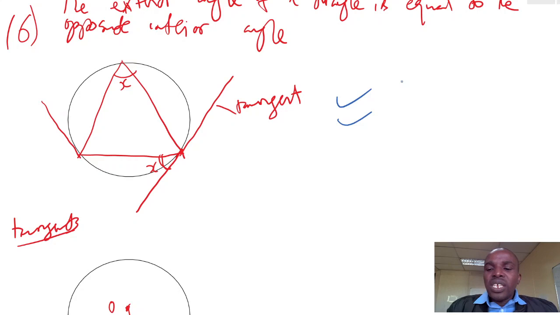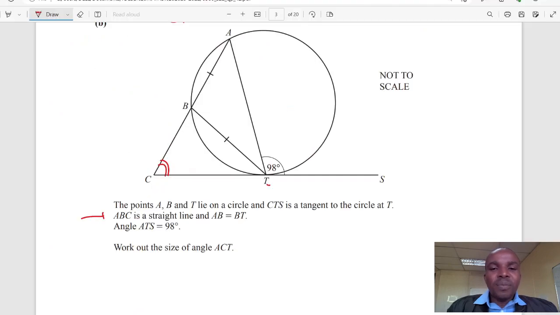The exterior angle is equal to the opposite interior angle. So you can say 98, the opposite is this one. That's the opposite to 98. So this angle is exactly 98 degrees, right? Then since this angle is the same as 98, we can find this angle here and this angle, they are the same. Let me mark them in blue, this and this. If you add the two, then subtract from 180, you can get the required angle at C. That's the concept.